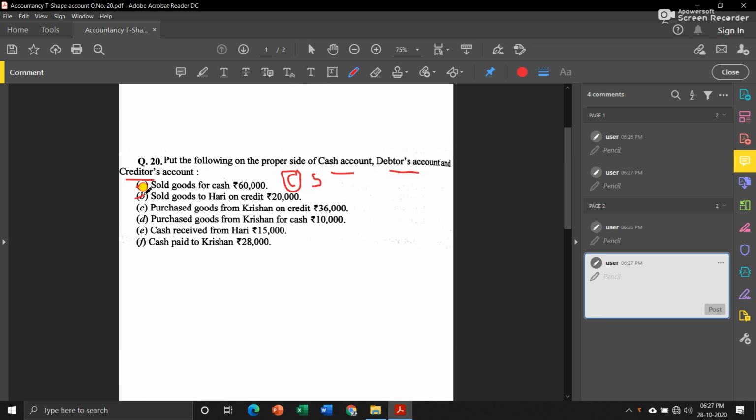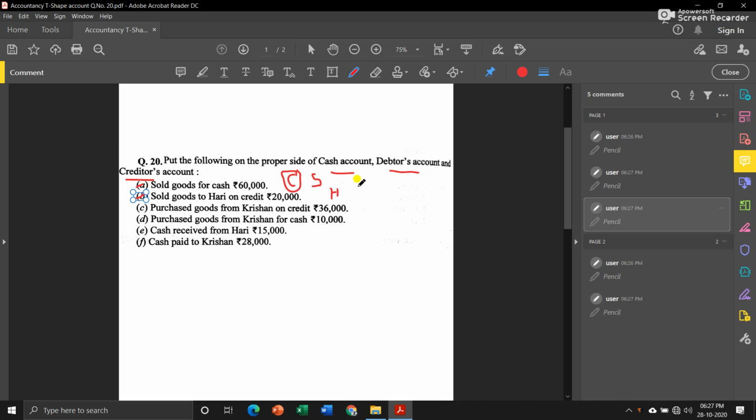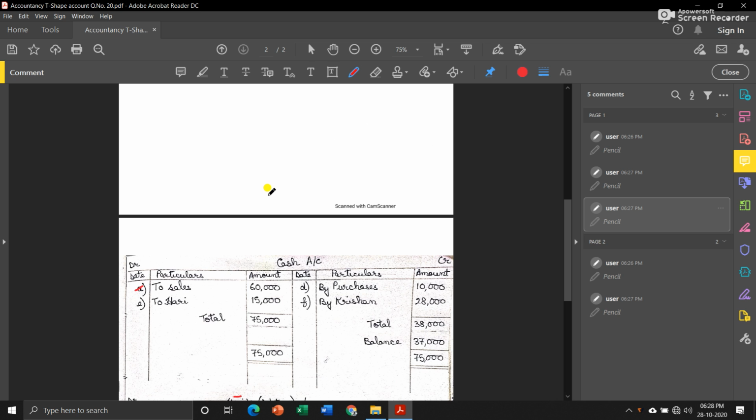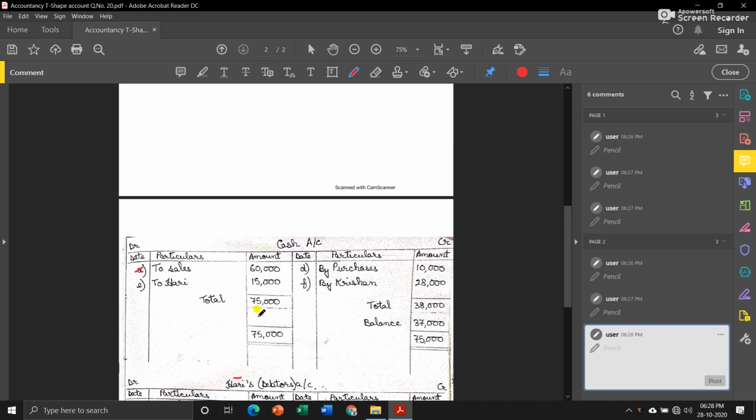Then next transaction number B, sold goods to Hari on credit rupees 20,000. Now in this transaction the two accounts involved are Hari account and sales account. We are not required to prepare the sales account, so we will focus on Hari's account. Now when we sold goods to Hari on credit, that means Hari is our debtor, so our debtor is increasing, so the asset increased, debit side, so we will write to sales account 20,000.